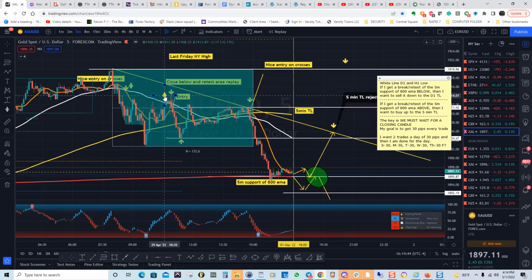So let's say you miss this entry. Then what do you do? You wait until price comes back to the white line. Well, it's at the white line here, but did it close below the white line? No. So you wait. Since it didn't close below the white line, because it came back here, you could have got in here, but this is a short little scalp.